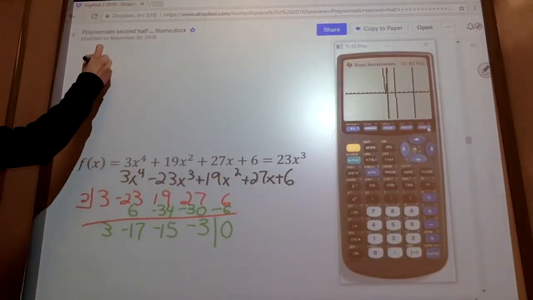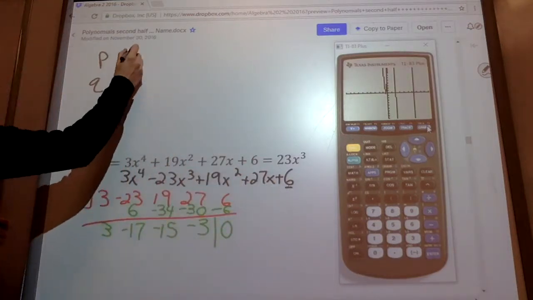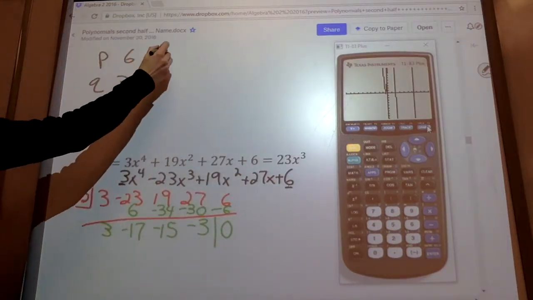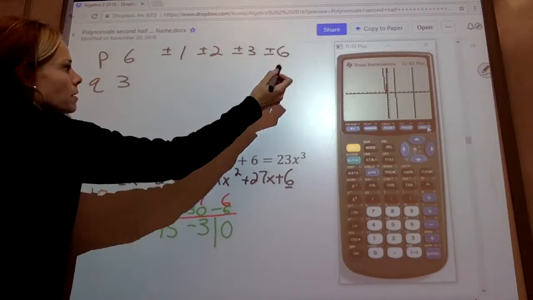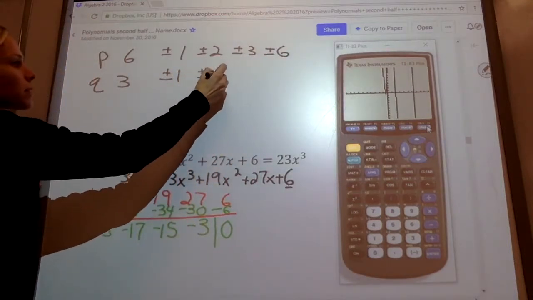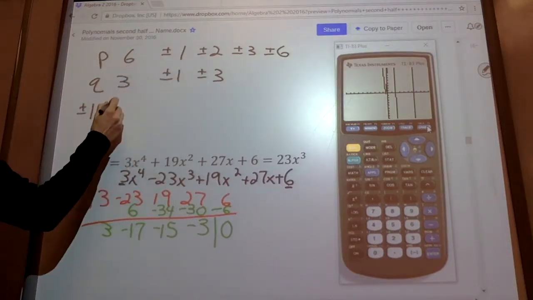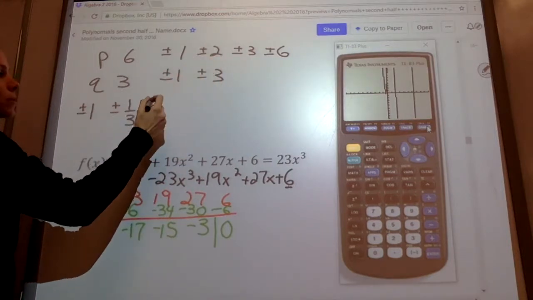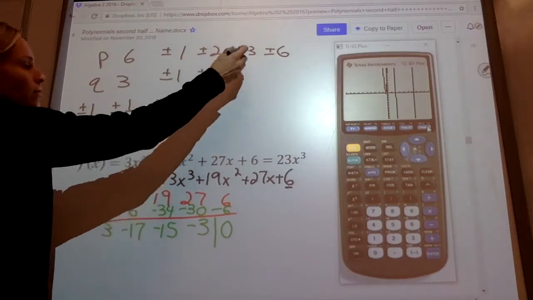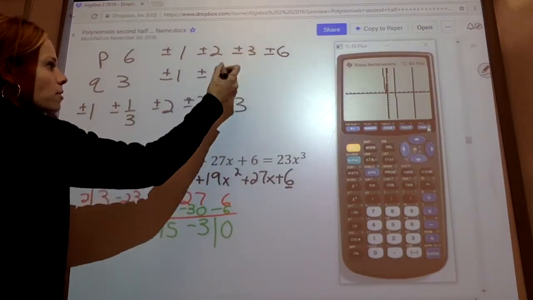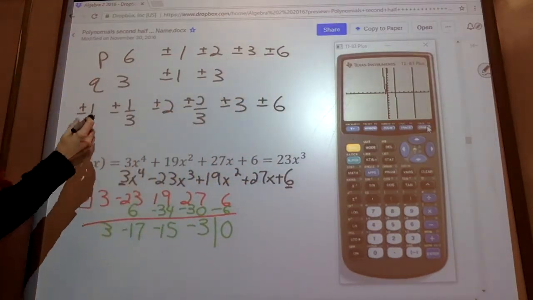So PQ, P is what? Q is what? 6 and 3. P is 6, very good. Q is 3. What are all my factors of 6? 1, 2, 3, 6. All my factors of 3. 1, 3. So then I start doing all the combinations, right? 1 over 1 is 1. 1 over 3 is 1/3. 2 over 1 is 2. 2 over 3 is 2/3. 3 over 1 is 3. 3 over 3 is 1, already have it. 6 over 1 is 6. 6 over 3 is 2, already have it.